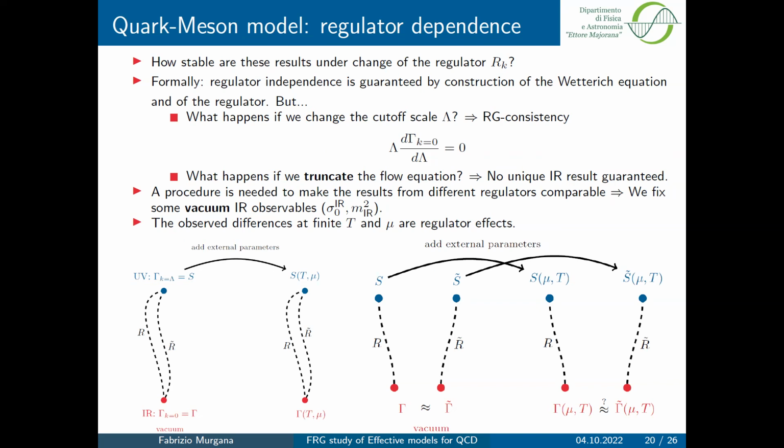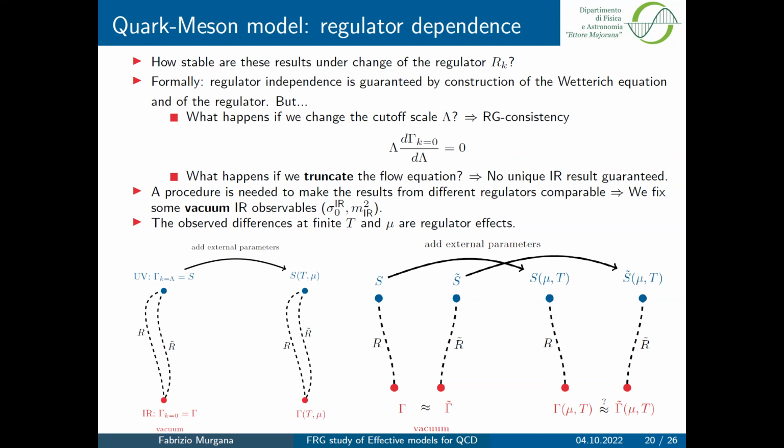So first of all, there are artifacts from the cutoff. How do you get rid of this? You use the so-called RG consistency, which means that you enforce the fact that the IR effective action is completely independent of the cutoff. And most of the time, this is done by tuning the parameters in the UV, so in the initial condition.